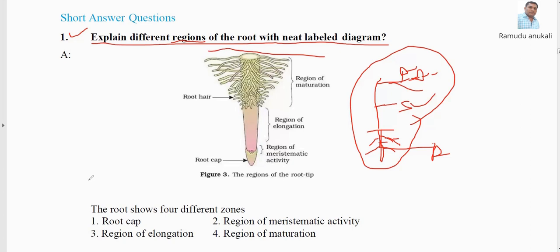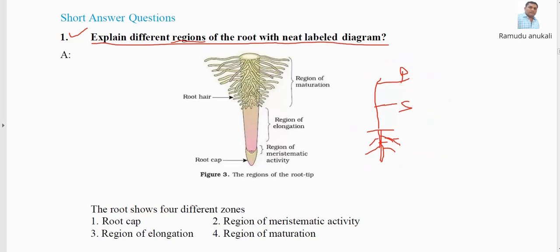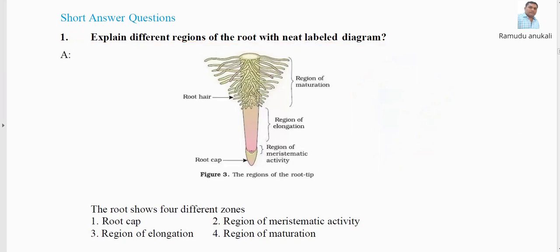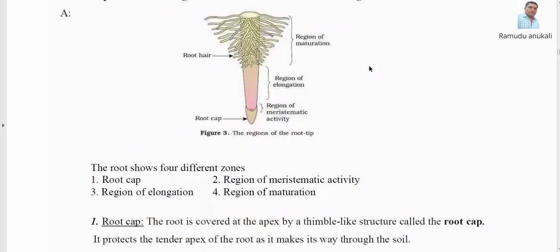So 4 important parts we can see in the entire root. The root shows 4 different zones. When we take a root from the terminal apical part towards the stem, it has 4 zones or 4 regions.